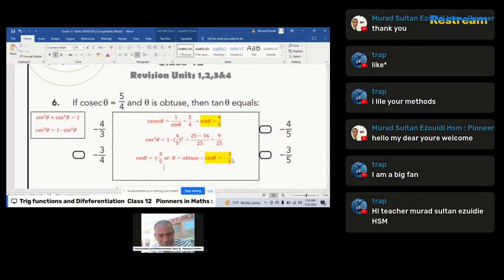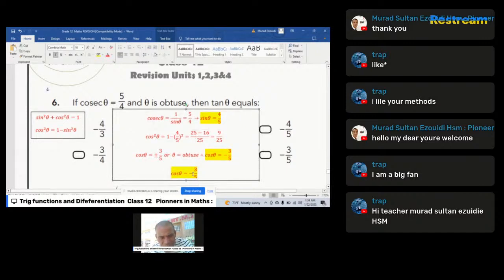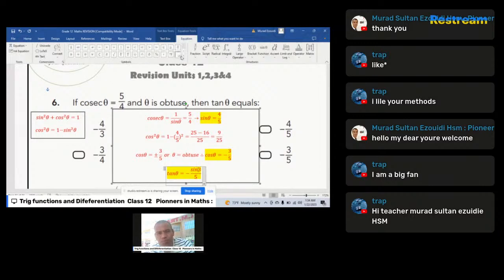This is the last answer. So therefore, we are told that the tangent of the angle theta is in fact equal to, I'll just change this by tangent, tan of theta equals sine of my angle theta, divided by cosine theta.